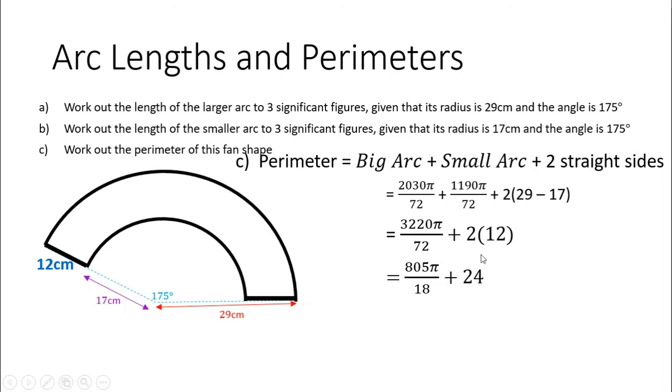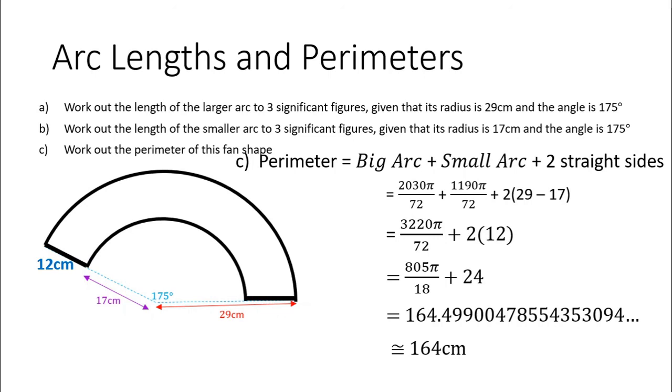Now this is my exact answer right now. As soon as I plug pi into my calculator, I know I'm going to get a non-terminating decimal answer. And here it is. Now that needs to be rounded to 3 significant figures. So that's going to be the 3 highest place values. That's 164 with a 4 after it. That's not big enough to round it up, so that's going to be 164 centimeters, approximately.